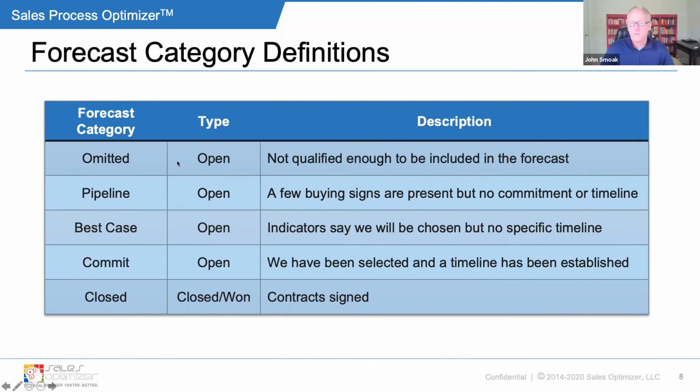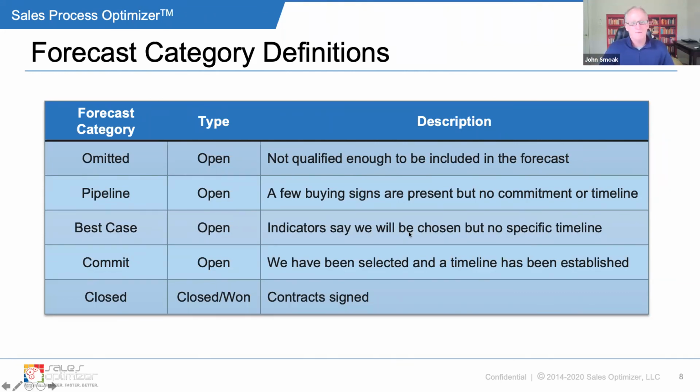And they're very simple. Omitted means there's not enough information for it to be qualified. Any stage 0 opportunity where you're prospecting is probably going to be omitted from a forecast. Pipeline would be when you have some buying signs present, maybe no commitment to a timeline or a firm commitment of anything. You're maybe in that solutioning, proposing type of stage, but you feel good about it, so you want it to be reflected in your pipeline. Typically not for current month closure, but probably two, three, four months out, you would see that.